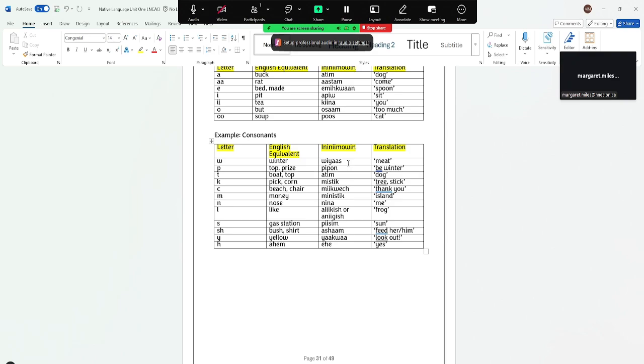So the M sound, and in the English equivalent, the word would be money. In the language, Ministic, meaning island. And the N sound, nose, Cree word, Nina, meaning me in English. Nina, me.